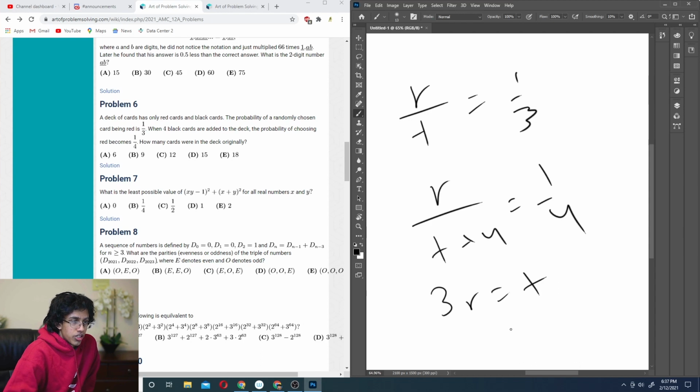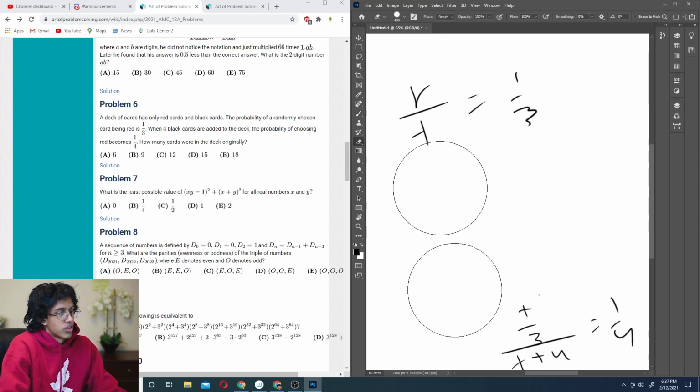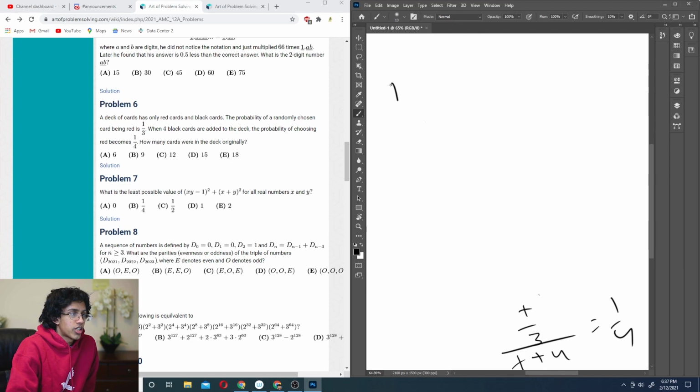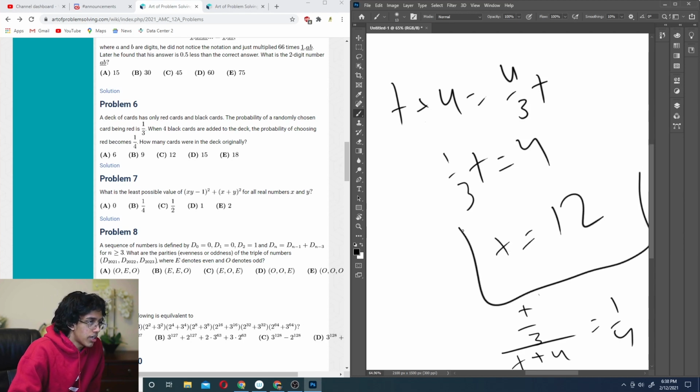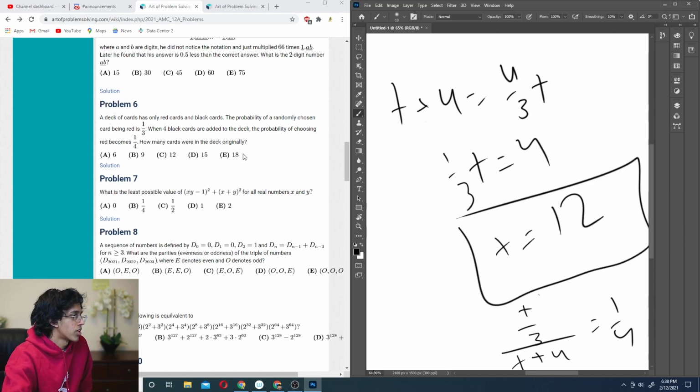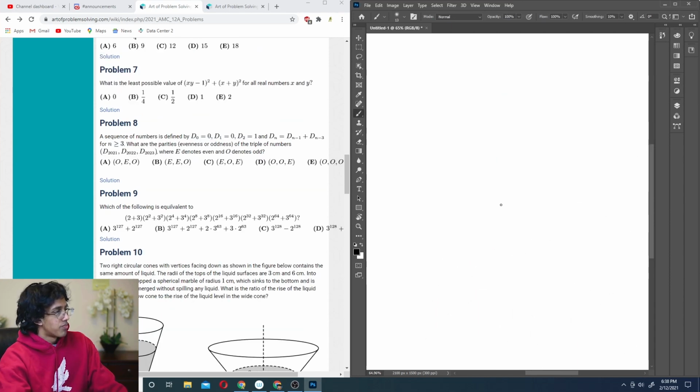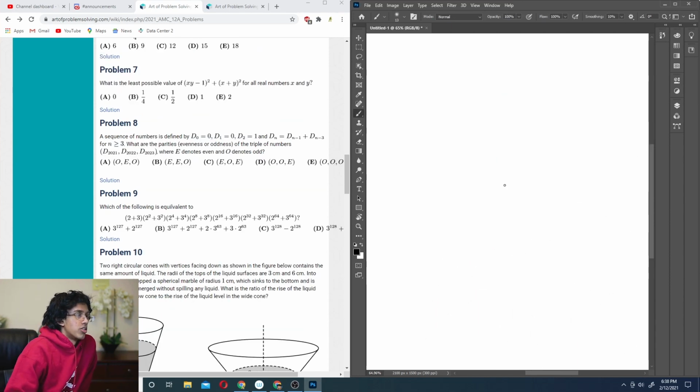Then you plug this in here, so you get t over 3 over t plus 4 is equal to 1/4. Let us put this up there. Then you just get t plus 4 is equal to 4/3 t, or 1/3 t is equal to 4, which means t is equal to 12. And that is our answer, so C. Nice. Alright. Number 7. What is the least possible value of that?